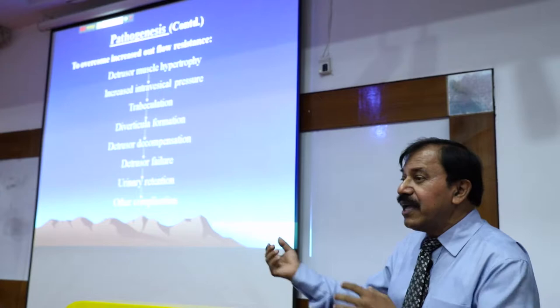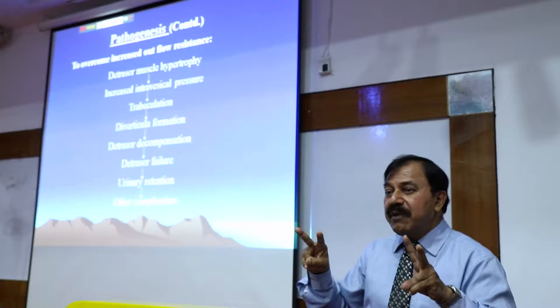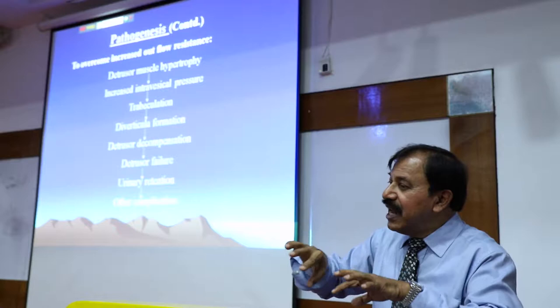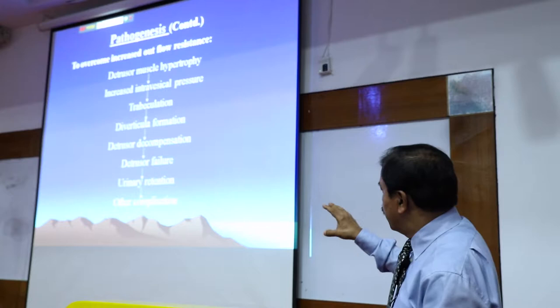Like if the biceps is exercised, the biceps undergoes hypertrophy. In the same way, to overcome the obstruction, the detrusor muscle undergoes hypertrophy. When the muscle undergoes hypertrophy, in between the hypertrophic muscle the mucosa becomes lax, and then it produces trabeculation. Then when trabeculation is more distended, there is diverticulum formation.